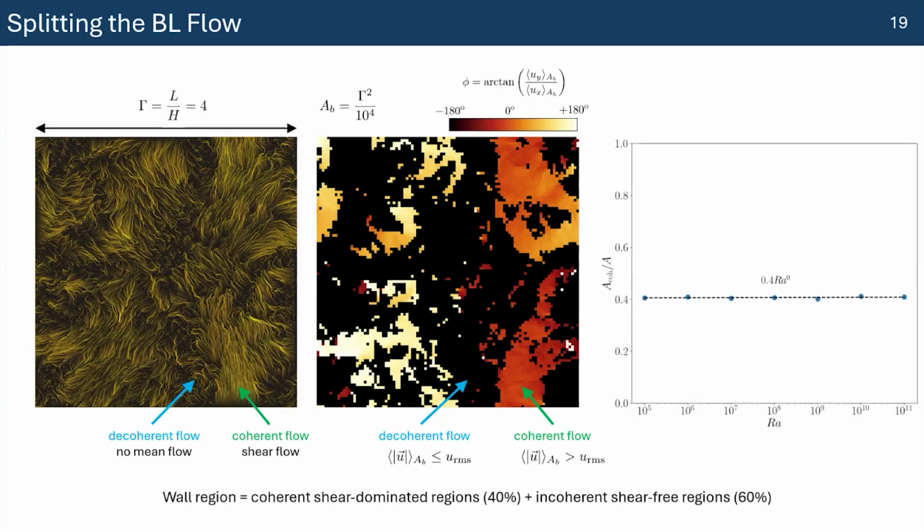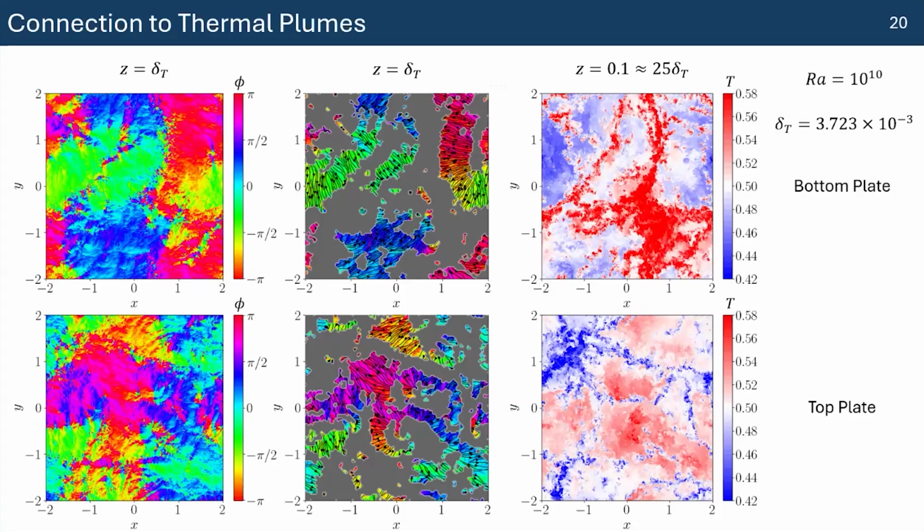But one interesting thing to note is that the ratio of coherent and decoherent regions that we see is constant for all Rayleigh numbers, from 10^5 to 10^11. The ratio is of the order of 40% of the plate. So shear-dominated regions occupy 40% of the plate, and plume upwelling regions occupy 60% of the plate. Based on that, we split the flow, and we now observe how the shear-dominated and plume-dominated regions affect the flow in the bulk.